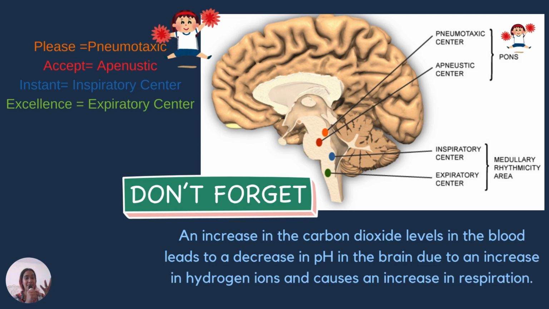Please accept instant excellence. So don't forget, an increase in carbon dioxide levels in the blood leads to a decrease in pH in the brain due to an increase in hydrogen ions, which causes an increase in respiration. So there's an inverse reaction. We'll talk about inverse reactions later, but inverse means one is up, one is down.